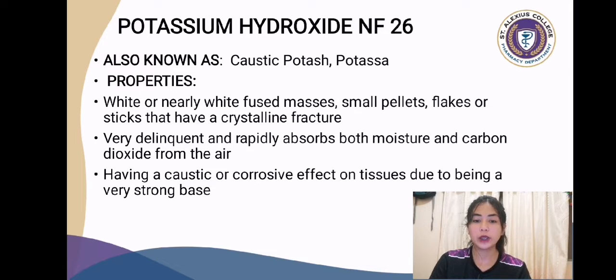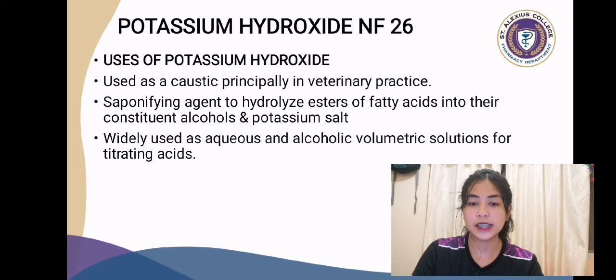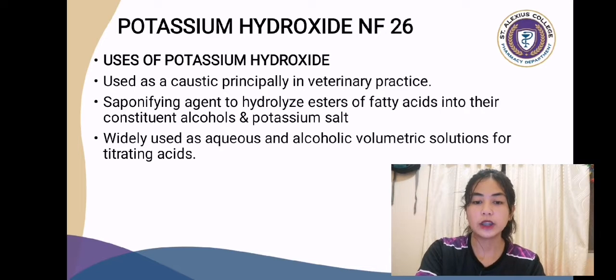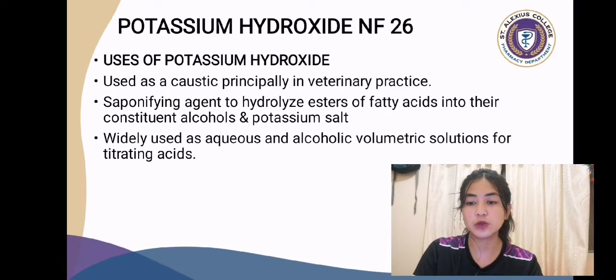It is a white or nearly white fused mass, small pellets, flakes, or sticks that have a crystalline fracture. It is very deliquescent, so it rapidly absorbs both moisture and carbon dioxide from the air. It has a caustic or corrosive effect on the tissues due to being a very strong base, so it needs to be handled carefully. It is used as a caustic, principally in veterinary practice in the form of chemical cremation, in order to hasten the decomposition of the tissues of dead animals, so that what is left behind are only the bones and hard tissues.